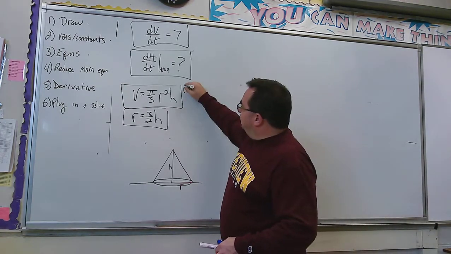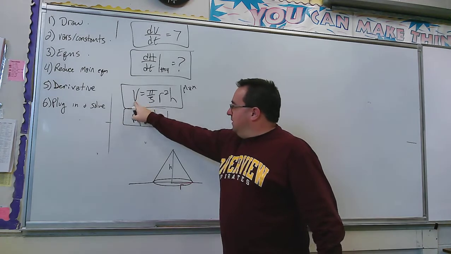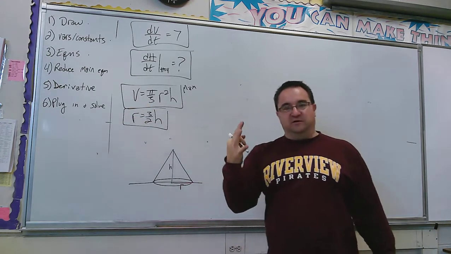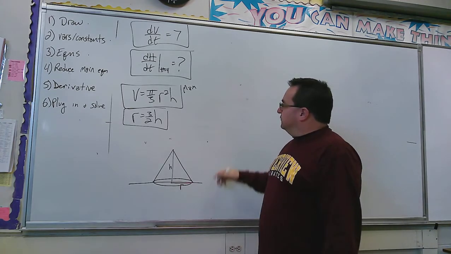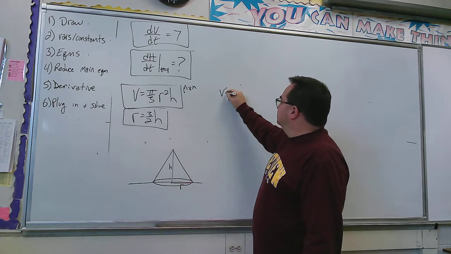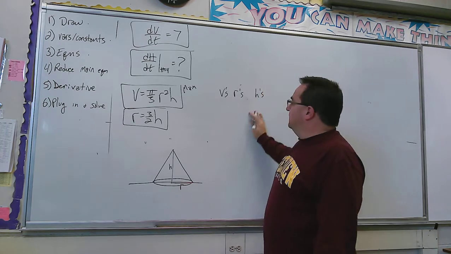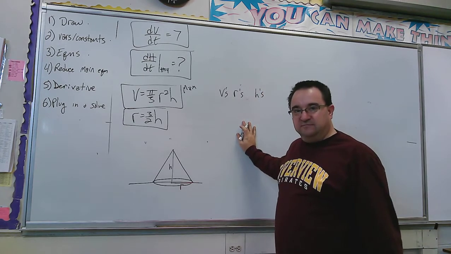So this is my main equation. It's got 1, 2, 3 variables. That is 1 too many. We've got to get that down to 2. So what do you think? We have V's, R's, and H's. How do you know which 2 you're supposed to have?